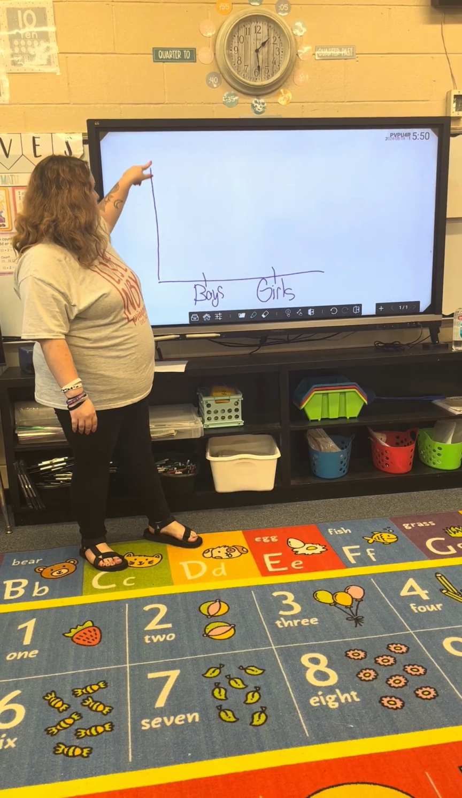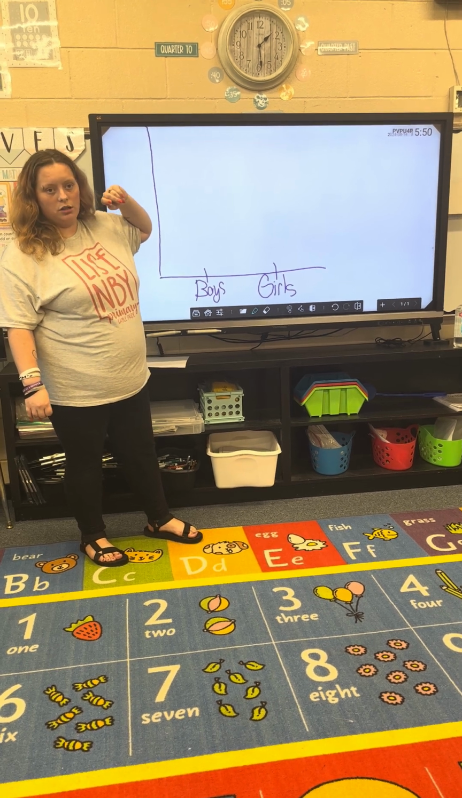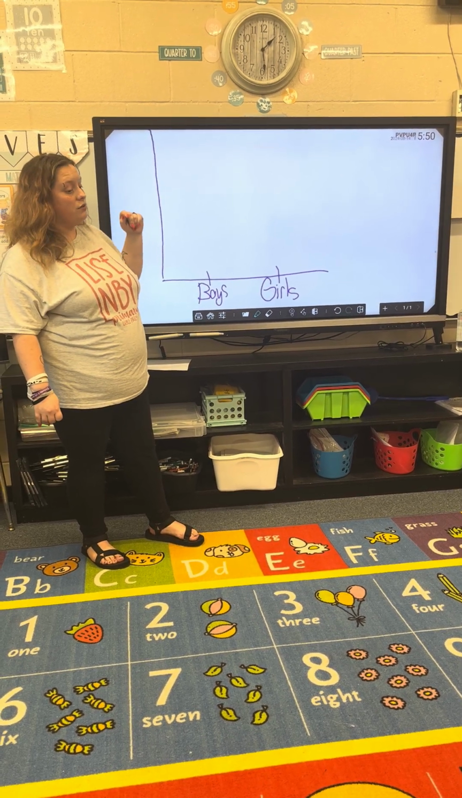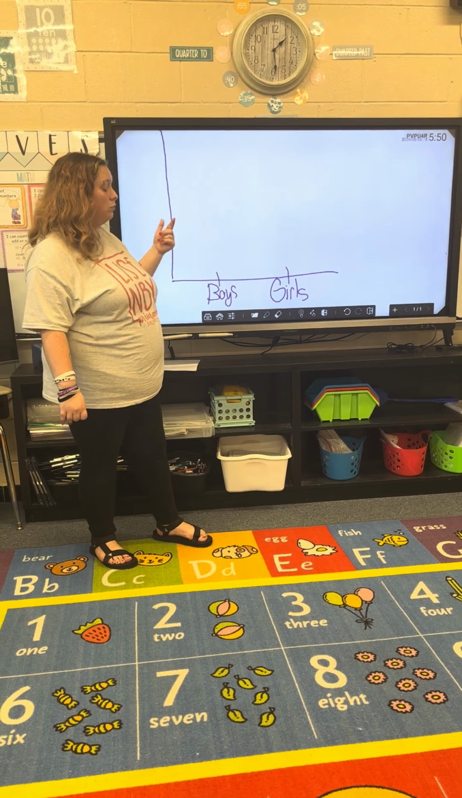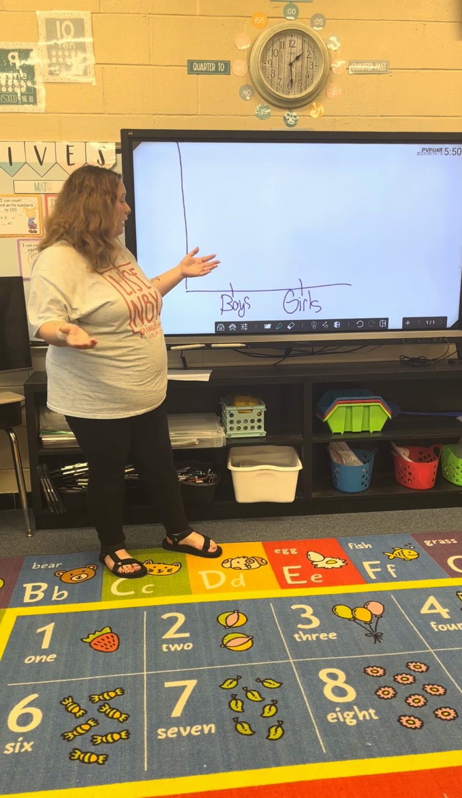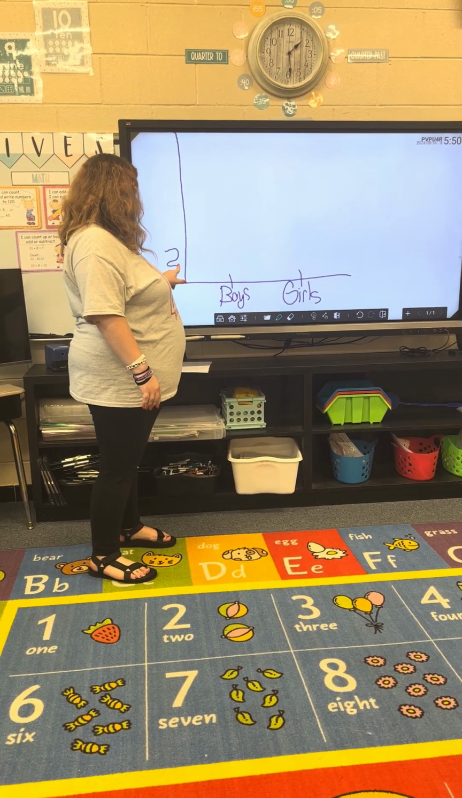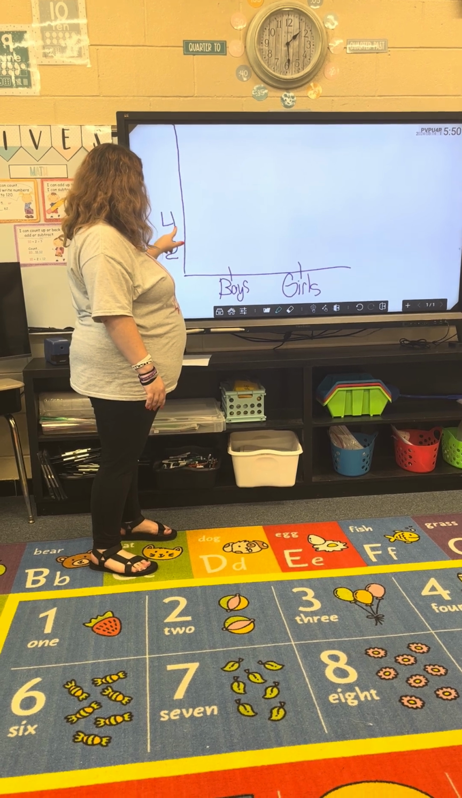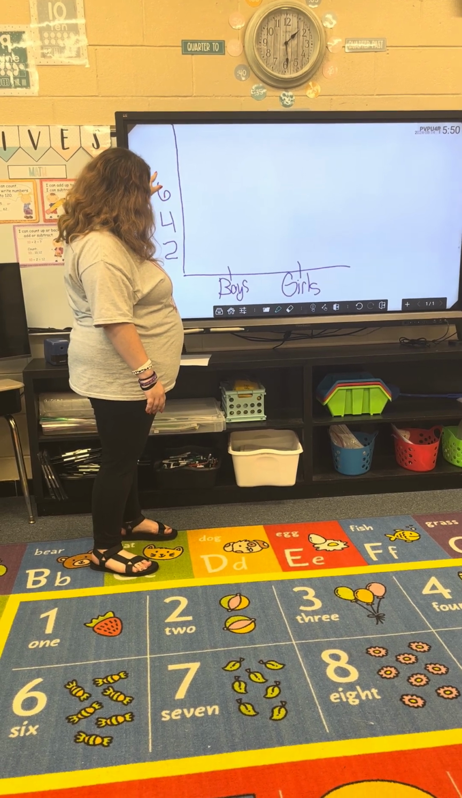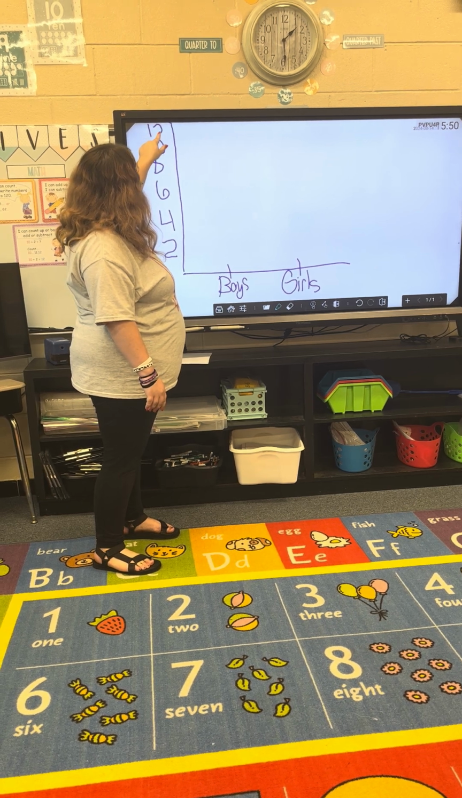Now, when you decide your numbers, you're going to want to take into account how many of each person there are. You do not always have to go by ones. You can go by 5s, 1s, you can go by 2s. Because of how many of you we have, I am going to go by 2s. So we have 2, 4, 6, 8, 10, and 12.